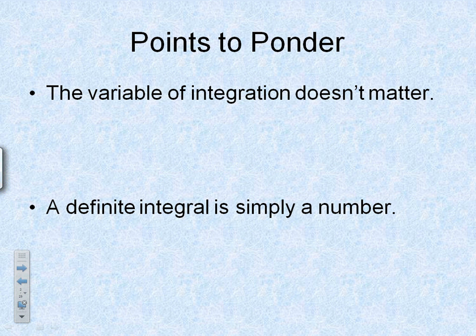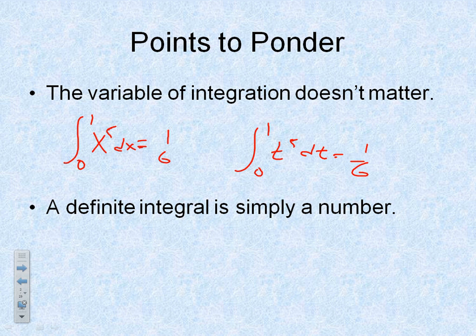The variable of integration doesn't matter. And here's what I mean by that. Last week I showed you the integral from 0 to 1 of x to the 5th dx, and that turned out to be 1/6. Now if I said, what's the integral from 0 to 1 of t to the 5th dt? Same thing, 1/6. You can use any letter you want when you integrate. So long as I have the variable x and I tell you I'm going to integrate with respect to x, we're fine. Use any letter you want.